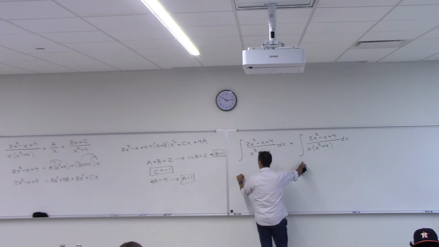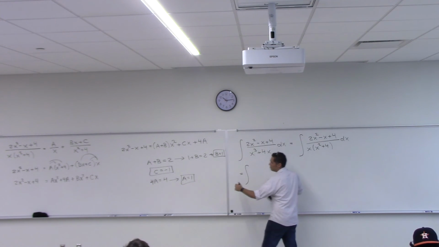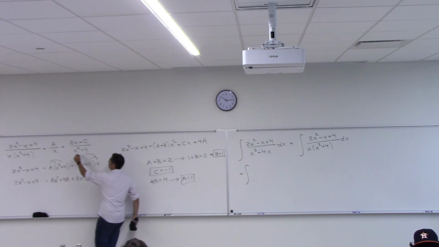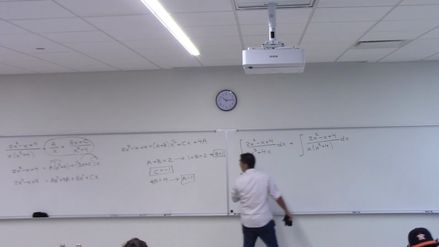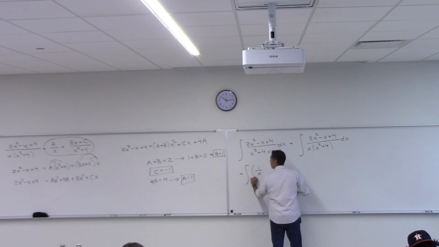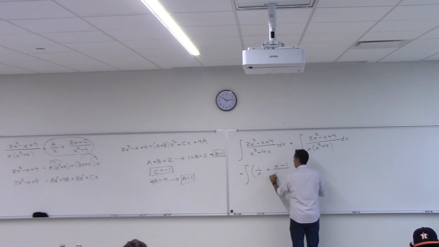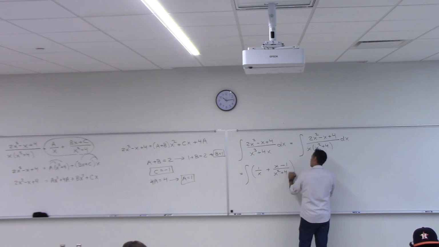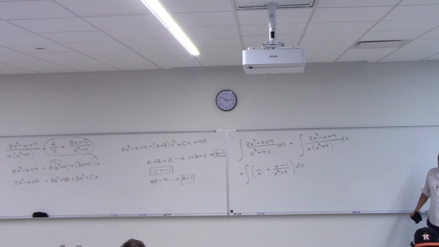So this becomes the integral, and I'm using this piece right here, replacing A, B, and C with what we just got. A is 1, so 1 over x, plus B, which is 1, so x, and C, which is -1, over x squared plus 4, dx.